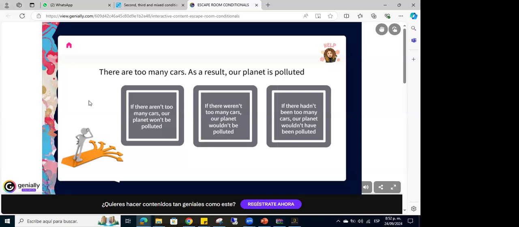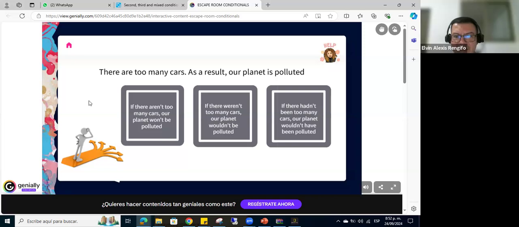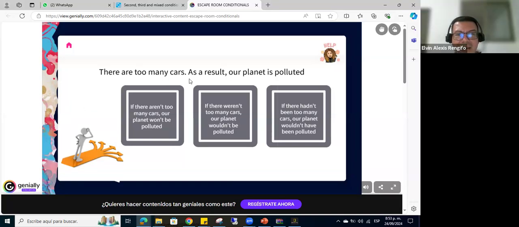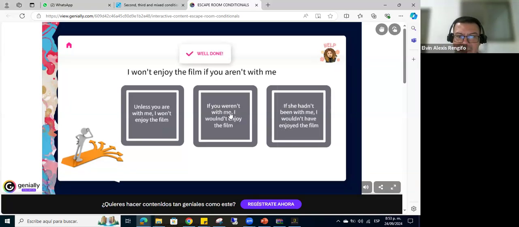There are too many cars. As a result, our planet is polluted. Polluted. If there weren't too many cars, our planet wouldn't be polluted. Yeah, that's correct. Okay. Hay muchos carros. Como resultado, nuestro planeta está contaminado. Si no hubiese tantos carros, nuestro planeta no estaría tan contaminado. So this is the answer. Very good.